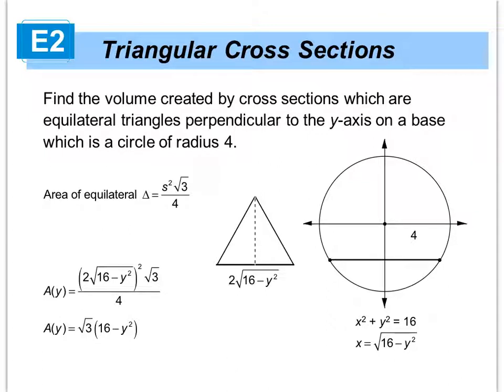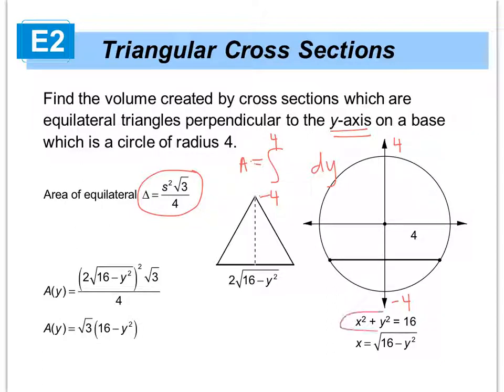So our area idea, this time we are perpendicular to the y-axis, which means everything has to be in terms of y. Down here, y is negative 4. Up here, y is positive 4. So we're integrating from negative 4 to positive 4. And then we need to know the area of each triangle. And they're equilateral triangles. So remember that from before, the area of an equilateral triangle is the side squared root 3 over 4. So we need to know one side.